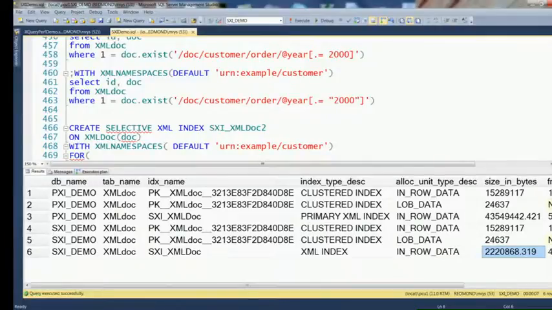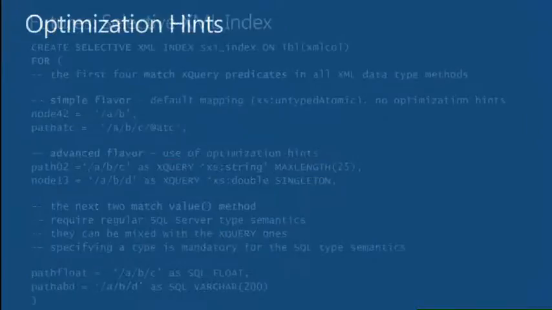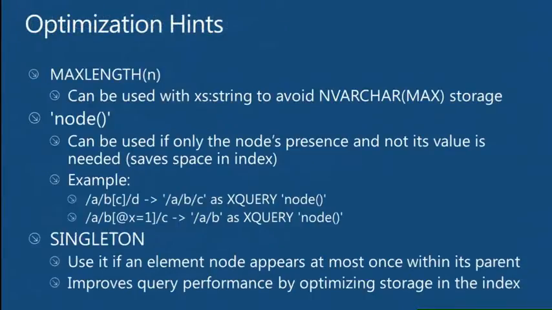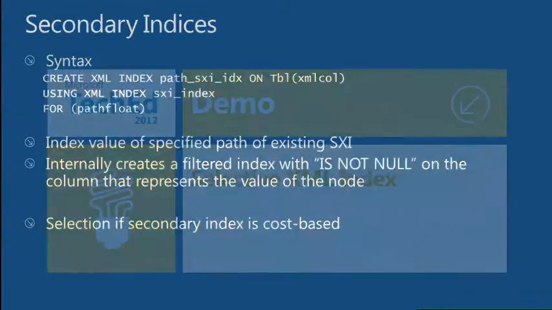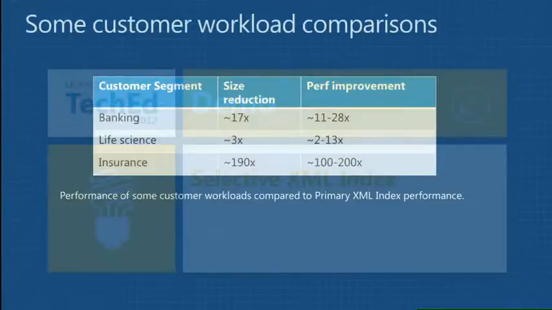Unfortunately, I think I have only 1 minute left, so I'm coming now to the conclusion of the talk. Well, we already talked about the optimization hints. Secondary indices is basically just identifying the path name that you want to specify. This one will be chosen cost-based. And what it basically is, is adding an is not null on the internal column that is being used for representing the value.